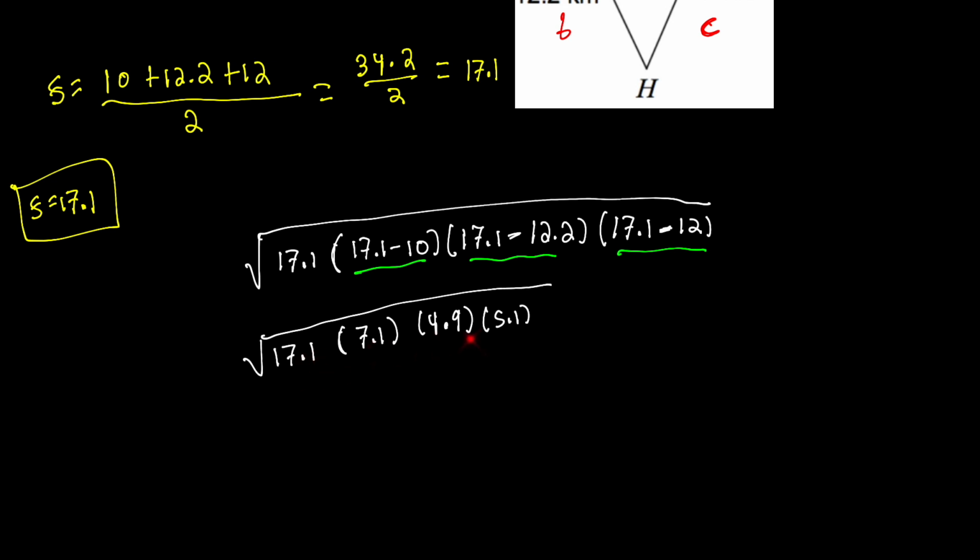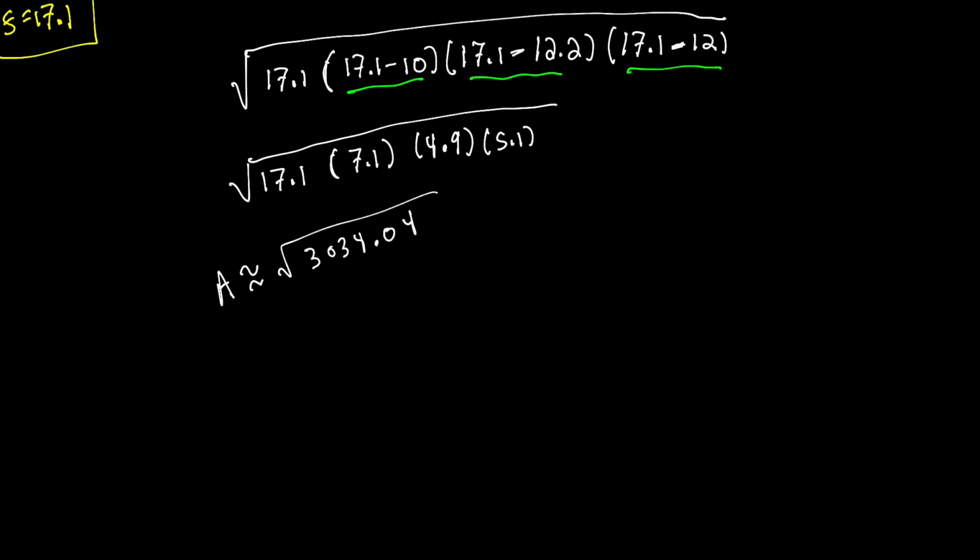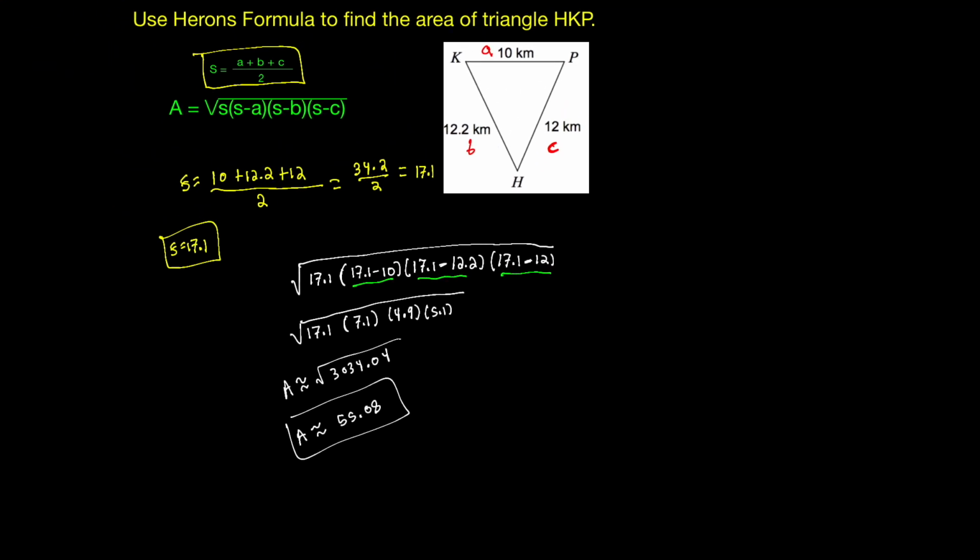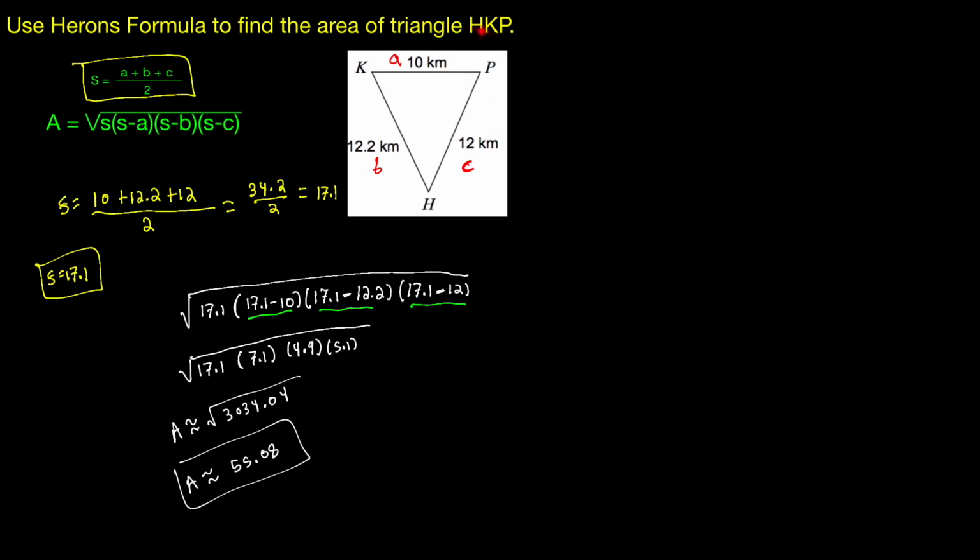Next, I am going to multiply these four quantities together, and I'm going to get an approximation of about the square root of 3034.04, and I'm going to approximate again by taking the square root. So once I take the square root of 3034.04, I'm going to get an approximation of about 55.08, and that would approximately be the area of triangle HKP.